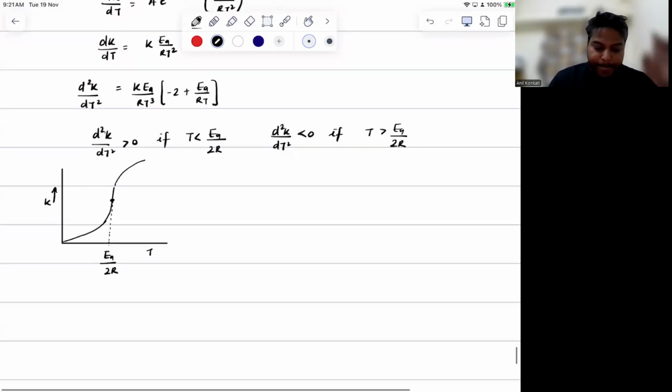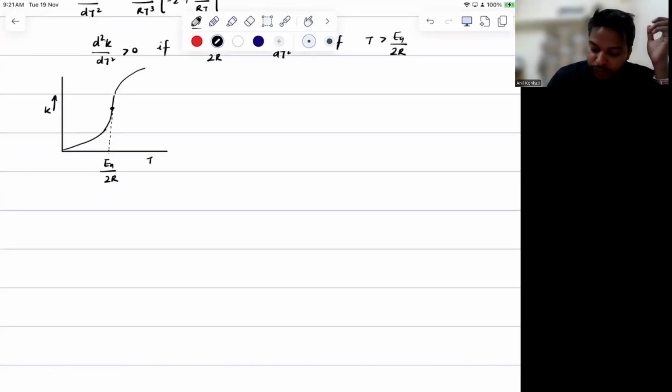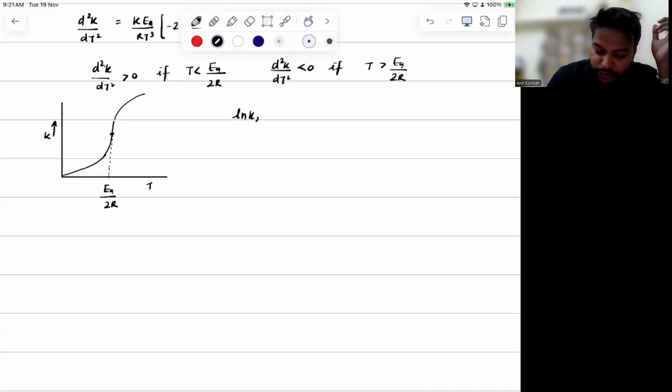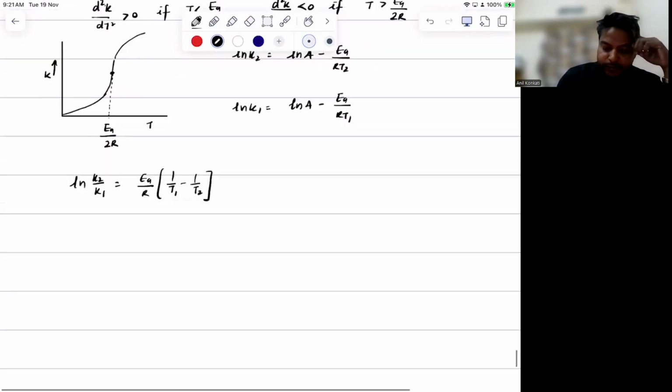Okay, now if you have two different temperatures, how do we plot it? How do we write the equation? ln K2 is equal to ln A minus EA by RT2, and ln K1 is equal to ln A minus EA by RT1. So if I subtract both of them, ln K2 by K1 is equal to EA by R into 1 by T1 minus 1 by T2. This is what we have. Got it?